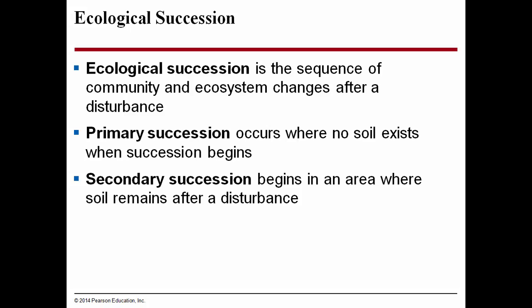Okay, ecological succession is the sequence of community and ecosystem changes after a disturbance. Primary succession occurs where no soil exists when succession begins. That's the given characteristic of primary succession. It's like what happens when a volcano erupts from the ocean floor and becomes an island.